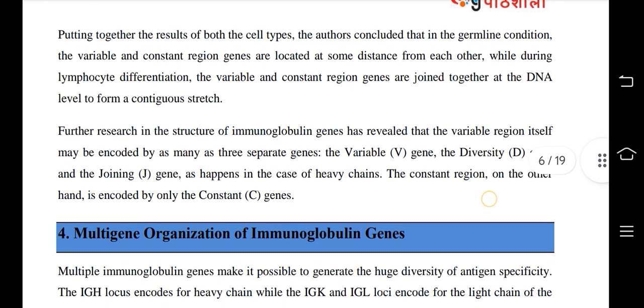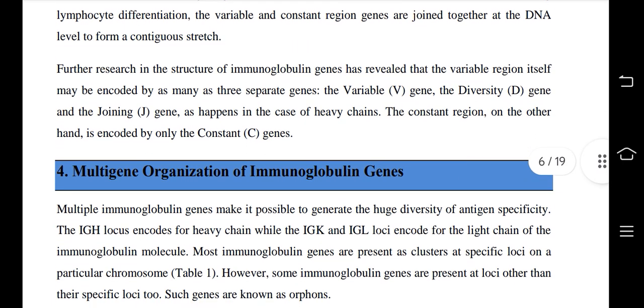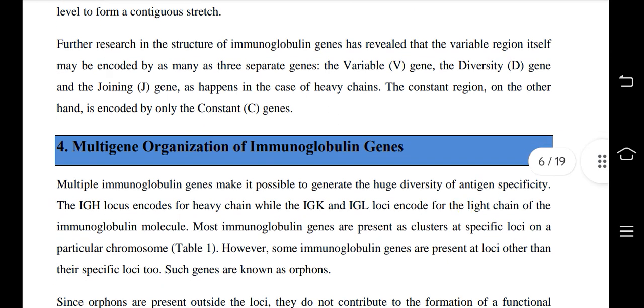Further research into the structure of immunoglobulin genes has revealed that the variable region itself may be encoded by as many as 3 separate genes: the variable region gene, the diversity gene, and the joining gene. That happens in the case of heavy chains. The constant region, on the other hand, is encoded by only the constant C gene.